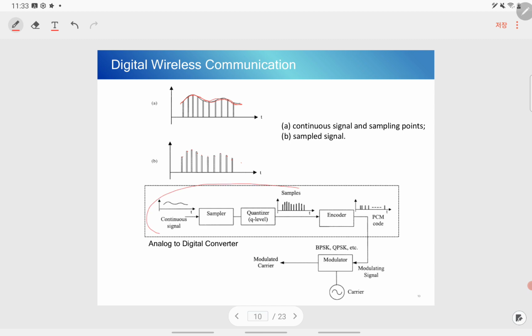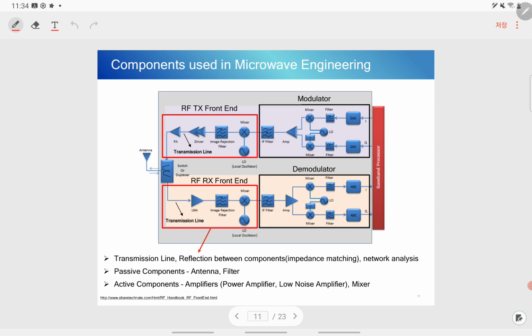So this is the block diagram of an analog-to-digital converter, and then this digital signal. Nowadays we use digital modulation schemes such as BPSK and QPSK. I don't cover this one; you will learn it in communication courses. Using these modulation schemes, you can enjoy YouTube, and you can also talk on the phone through LTE communication, right?